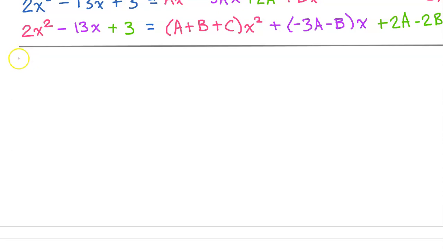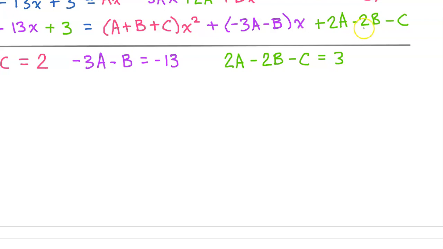Next, we can set up a system of equations by setting the corresponding coefficients equal to each other. Starting with the red quadratic terms, we have a plus b plus c is equal to 2. Setting the coefficients of the linear terms equal to each other gives us negative 3a minus b is equal to negative 13.